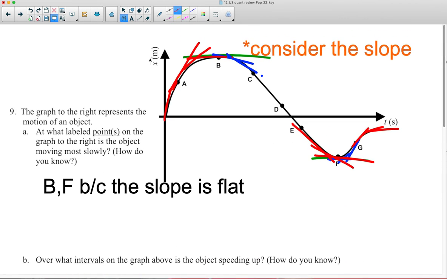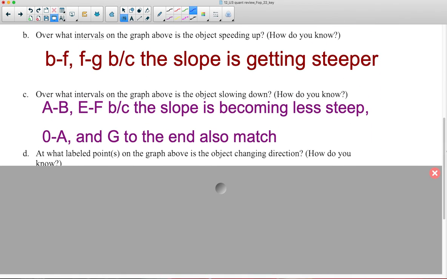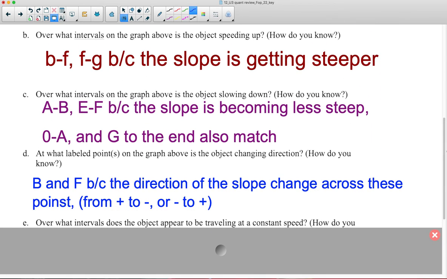Well, for it to change direction, it would have to have a positive velocity on one side and a negative velocity on the other. So places where the slope changes direction: it's a positive slope before B and a negative slope after B. Or for point F, it's got a negative slope before F and a positive slope after F. So anytime the slope changes direction, the object is changing direction as well. So we already did that one.